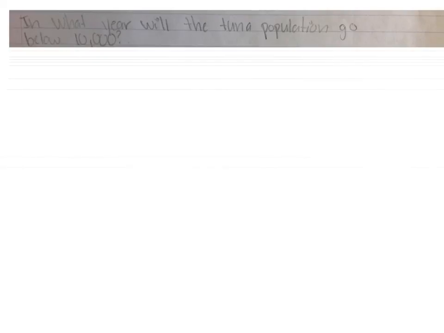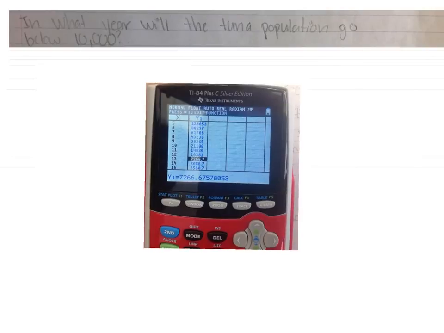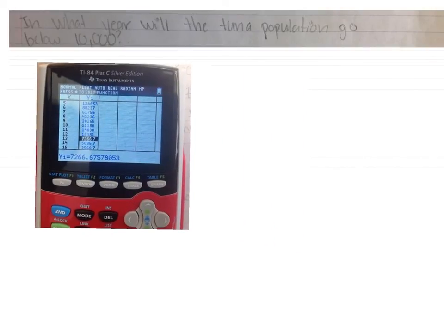Next, I'm going to show you our second prediction: in what year will the tuna population go below 10,000? As you can see in the calculator, at year 12, it is at 10,381. But at year 13, it is at 7,266. So that is when it will go below 10,000. I got that by typing my equation into y equals in the calculator.